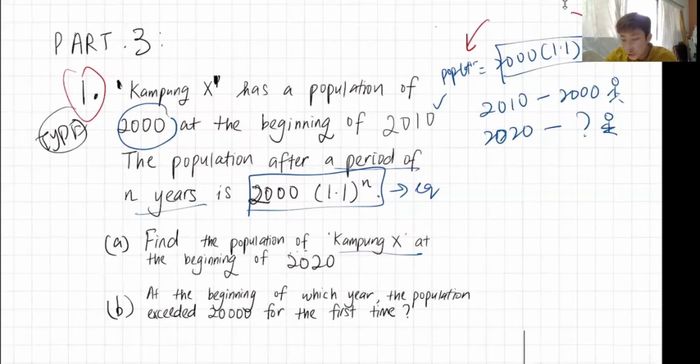How do you find the population? You just substitute 3 here. That is the meaning. N is after n years, it will give you the new population if you just plug in the values into this formula. This is the idea of it.